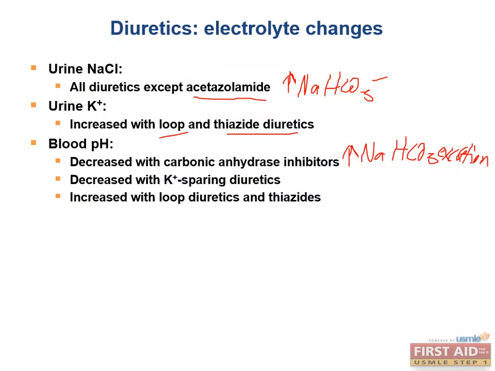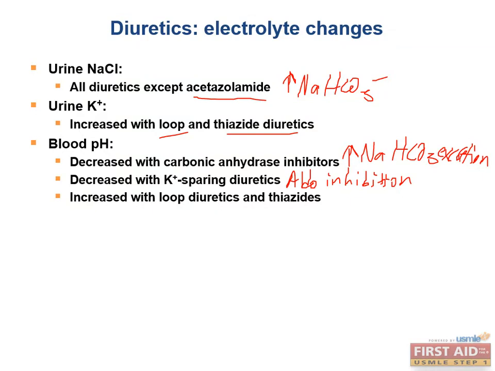Potassium-sparing diuretics also decrease blood pH. Why is that? Aldosterone inhibition prevents hydrogen ion secretion. Remember that aldosterone activates the secretion of hydrogen ions into the urine. And so when you inhibit aldosterone, it's going to lower blood pH.